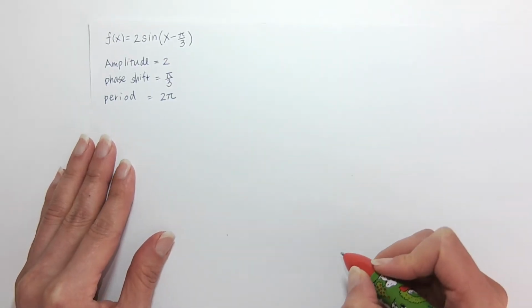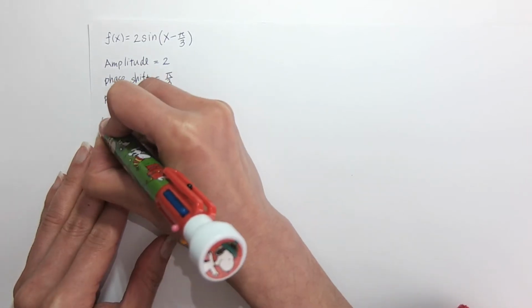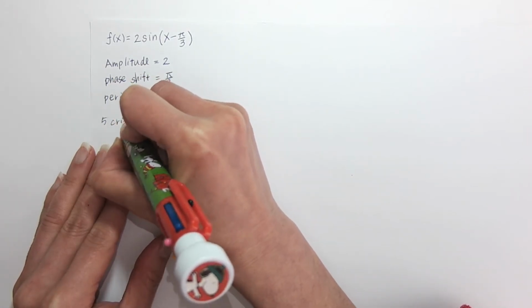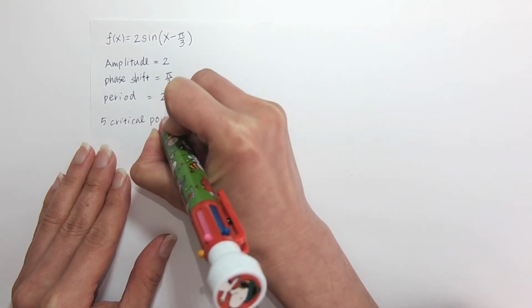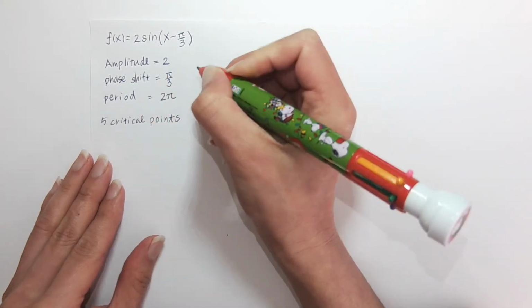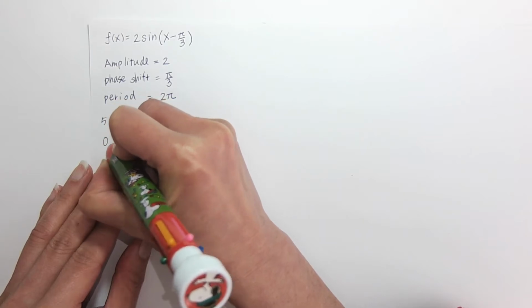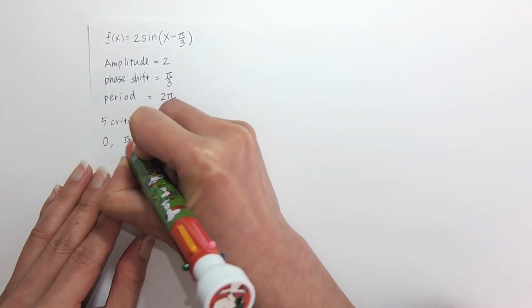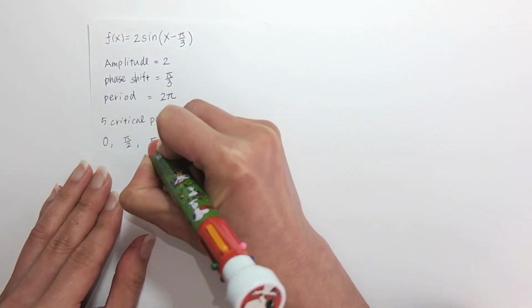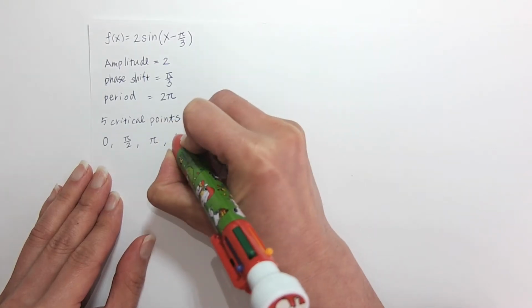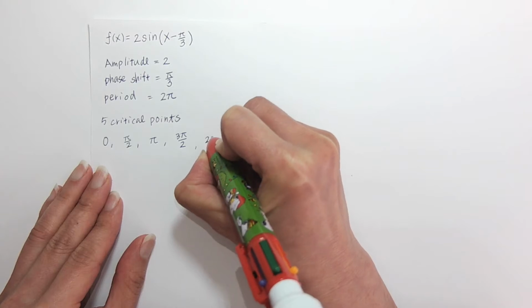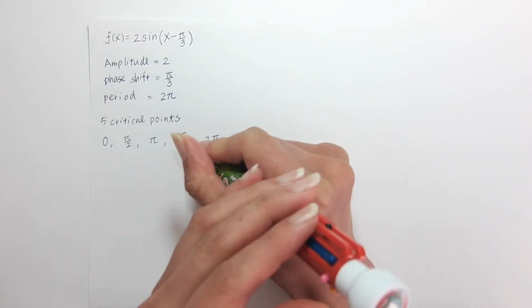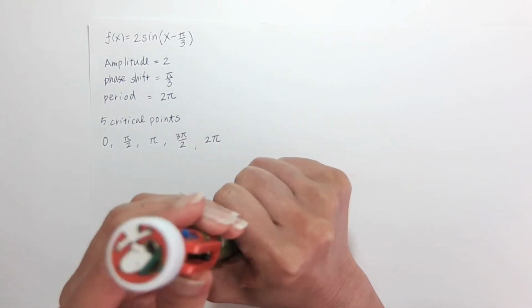All right, we need to now find our 5 critical points. We're going to start with the original 5 critical points, which are 0, pi over 2, pi, 3 pi over 2, and 2 pi. So these are our 5 critical points before we do the phase shift.